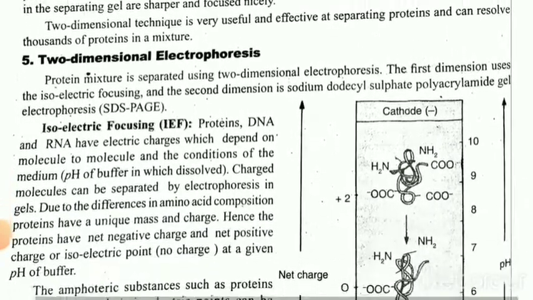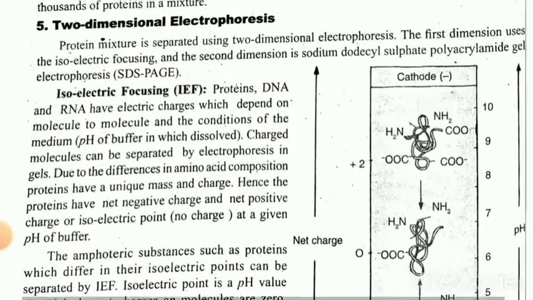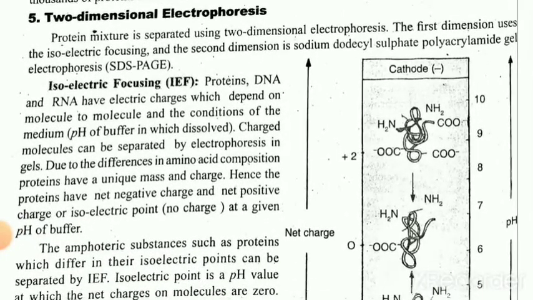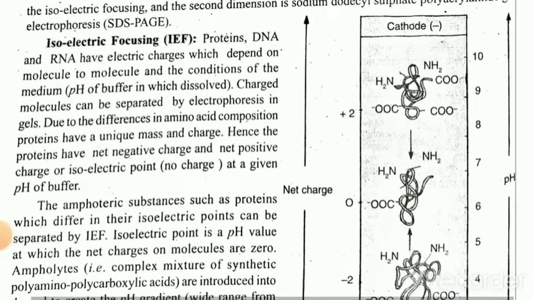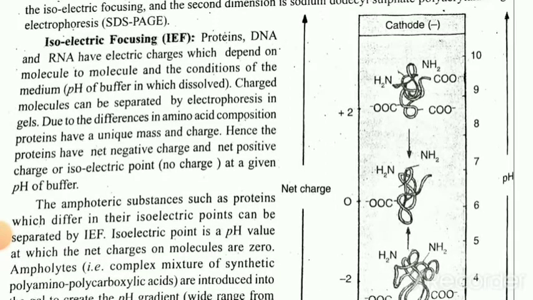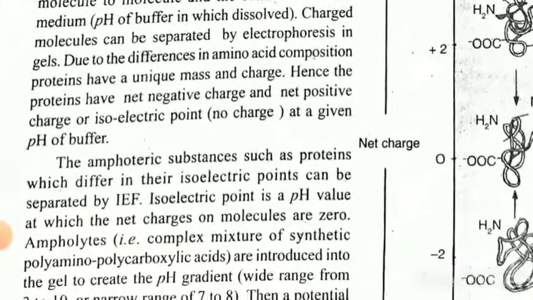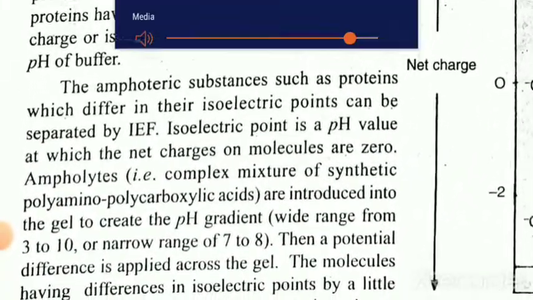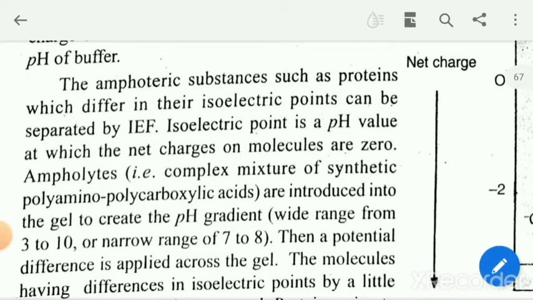5. Two-dimensional electrophoresis. A protein mixture is separated using two-dimensional electrophoresis. The first dimension uses isoelectric focusing, and the second dimension is sodium dodecyl sulfate polyacrylamide gel electrophoresis, SDS-PAGE. Isoelectric focusing, IEF: proteins, DNA and RNA have electric charges which depend on the molecule, in the conditions of the medium, the pH of the buffer in which they are dissolved. Charged molecules can be separated by electrophoresis in gels. Due to the differences in amino acid composition, proteins have a unique mass and charge.